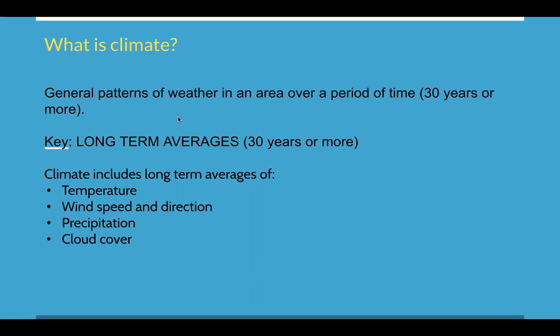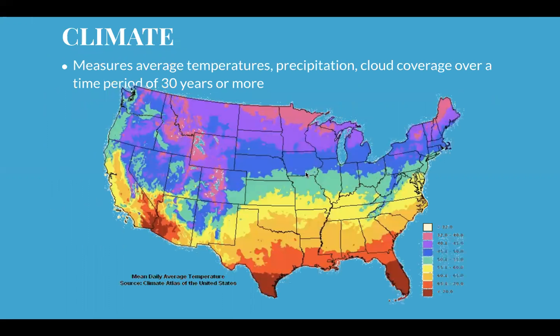And so what scientists do is they gather that information over 30 years and then they average it out. That gives them a rough generalization of what the weather is in that area. So it's the general weather patterns of an area, and they find that by taking data over 30 years or more. That's the key thing: it's a long-term average over 30 years or more of data.